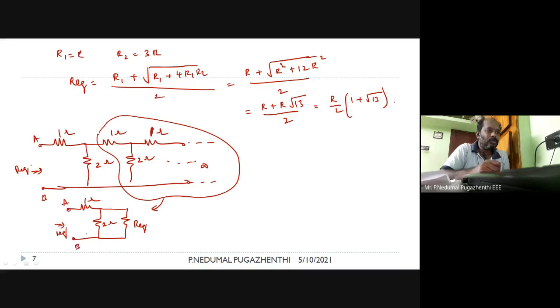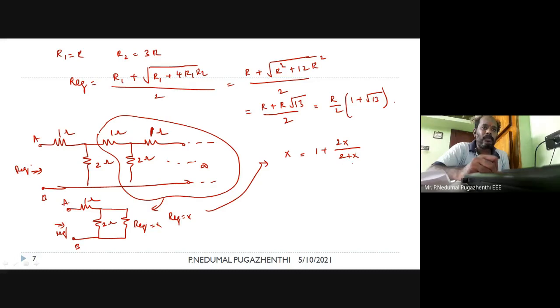Understood? So what is the combination here? This R equivalent is there. I will take that R equivalent as X for easier calculation. So X is equal to 1 plus 2x divided by 2 plus x, because R equivalent is equal to x, I have taken. So x is equal to 1 plus 2x by 2 plus x.